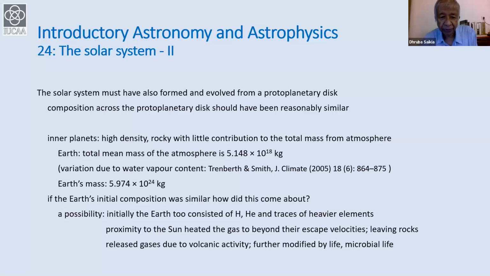And initially the Earth should have also contained a lot of hydrogen and helium and traces of heavy elements, because that is what the universe is made of. And that is what Jupiter is made of. That is what the sun is made of. So across the protoplanetary disk, which in short are referred to as proplyds, the abundance should have been similar. But today we know that that is not the case with the atmospheres of the planets. So proximity to the sun is one effect which heated the gas beyond their escape velocities, leaving rocky material. Then also releases of gases due to volcanic activity. And these could have been further modified by life. Initially, to start with, microbial life, which we know flourished on the Earth.